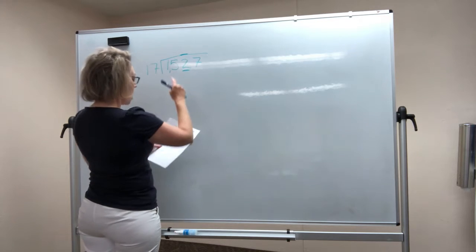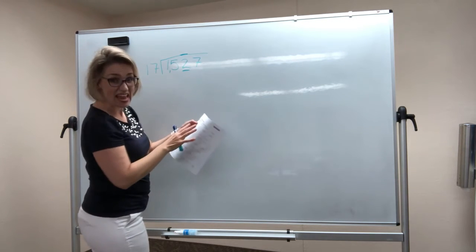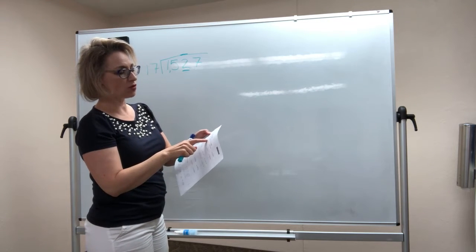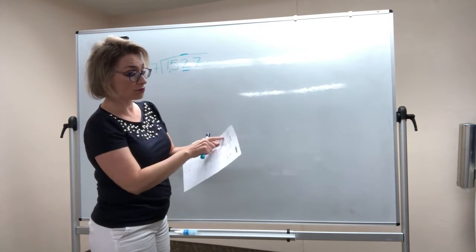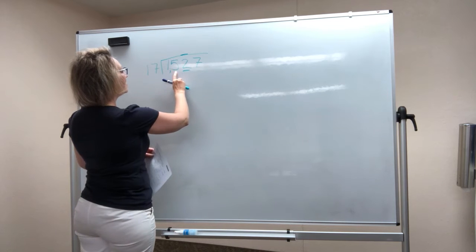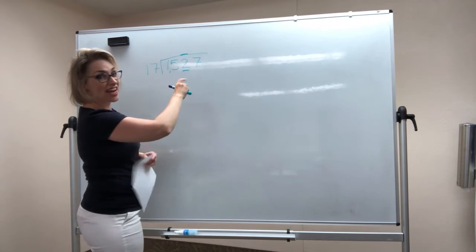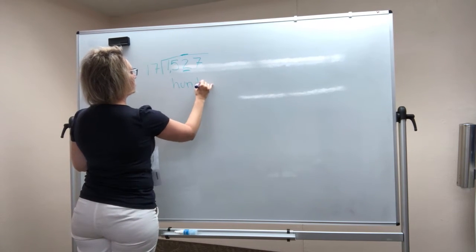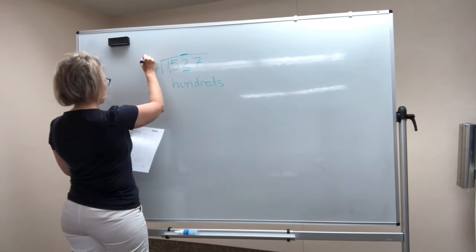For numbers 1 through 8, it says name the position of the first digit of the quotient. So where does the first digit of the answer go? That's all you have to do for numbers 1 through 8. Is it in the ones place, the tens place, or the hundreds place? I hope you said hundreds, because that's what it is. So hundreds is your answer for number 1.